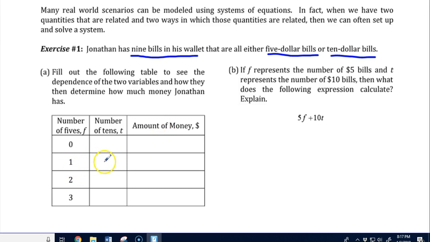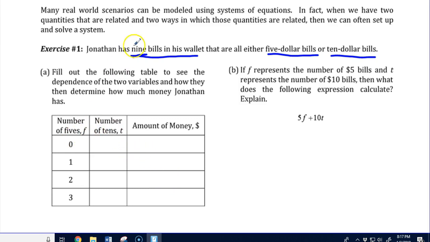What if he had 1 5? How many 10s would he have? How much money would that be? Keep in mind, he's got 9 bills altogether. So I'll have you complete this table and then play the recording when you're ready. So if you paused, if not, please do so.